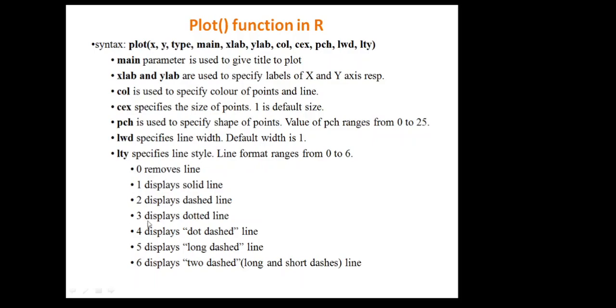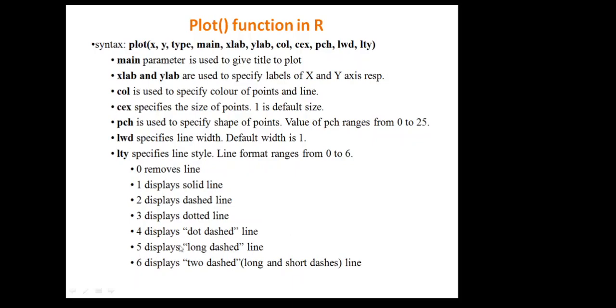If we give 3 as an input code, then it will display a dotted line. For 4, it displays a dot and dashed line. Means we get 1 dot, then 1 dash, then dot, then dash again. Okay. Then for the 5 code, it displays a long dashed line.